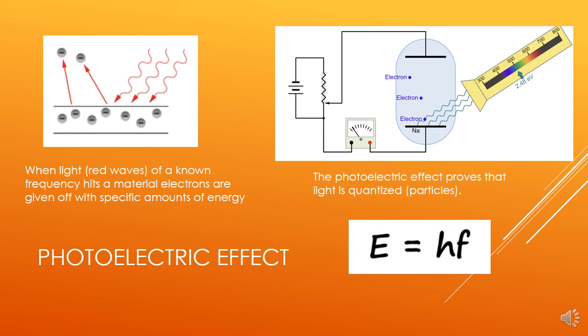So what you need to remember is that the photoelectric effect proves that light is quantized. It proves that light is made up of particles. And we call those particles photons.